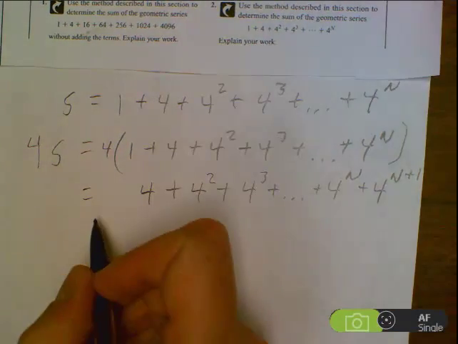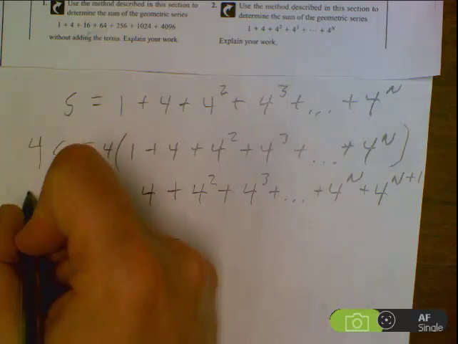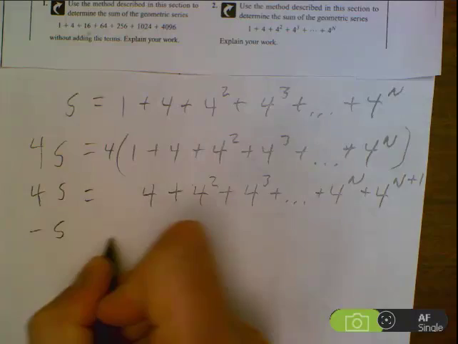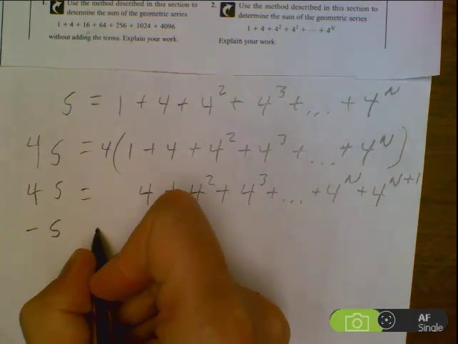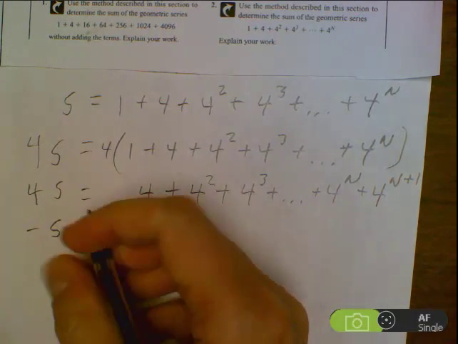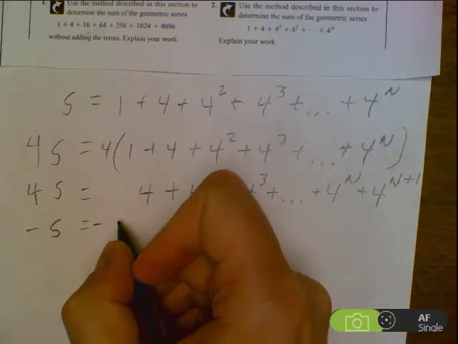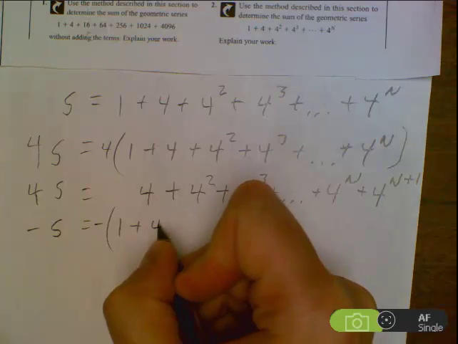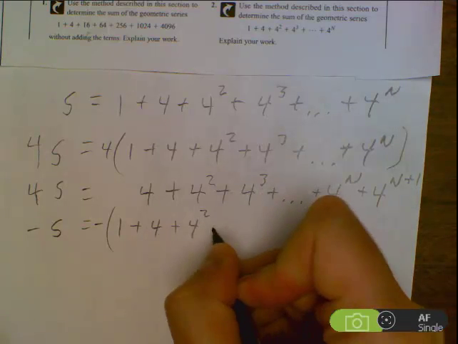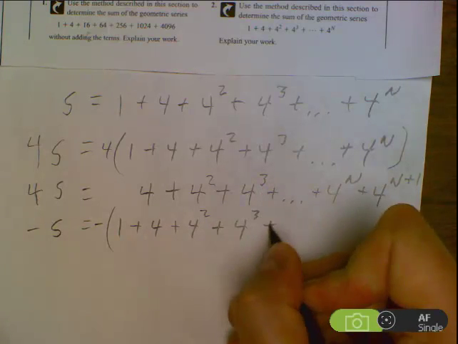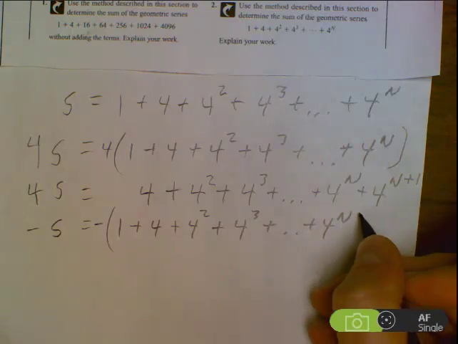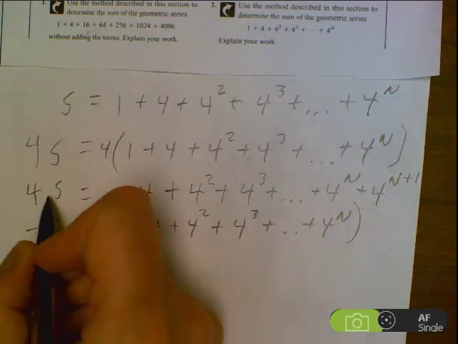All right, so now we do like what we did on the last one, so that's 4s. Now let's subtract s, and we get this kind of cool thing where we go, okay, subtracting s is going to be minus s, so it's going to be 1 plus 4 squared plus 4 to the third plus dot dot dot plus 4 to the n. Okay, and then we go ahead and subtract.